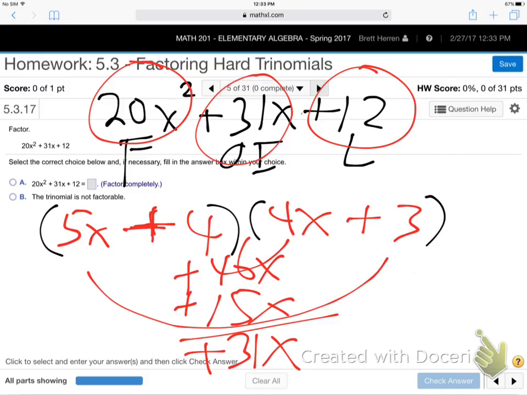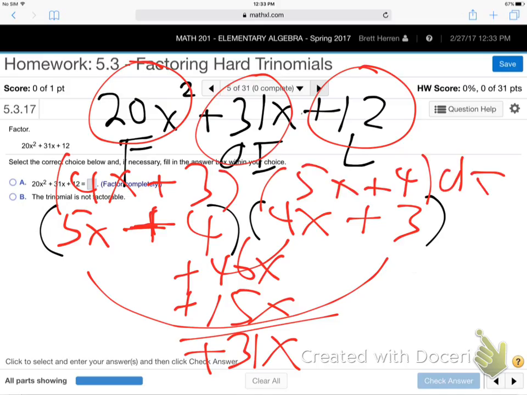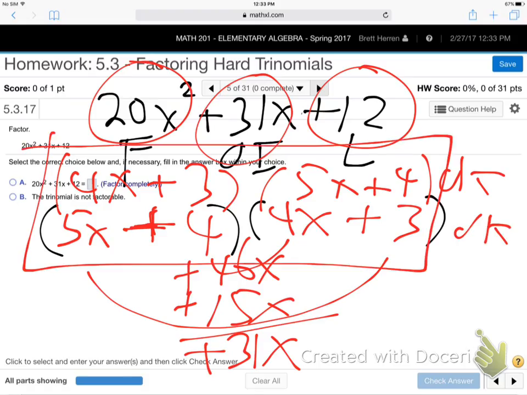You could swap the entire parentheses. Remember, you could have the 4x plus 3 coming first, and then the 5x plus 4. That's okay also. That's the same answer. You can always move the entire parentheses. Both those are okay. Either one of these answers. Is that okay? Does that make sense? Getting the hang of this?